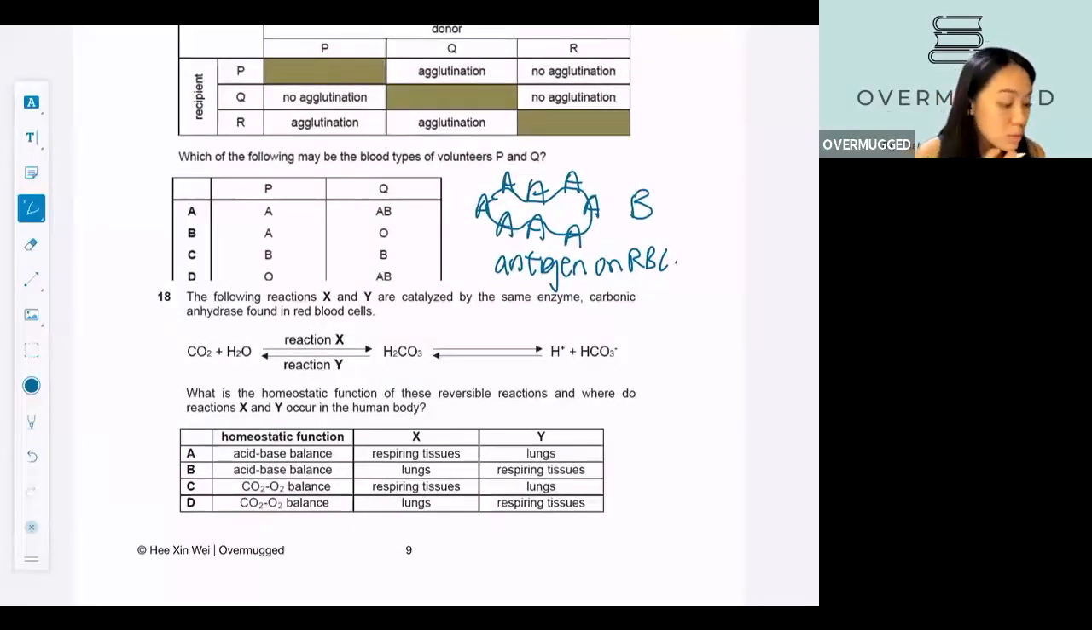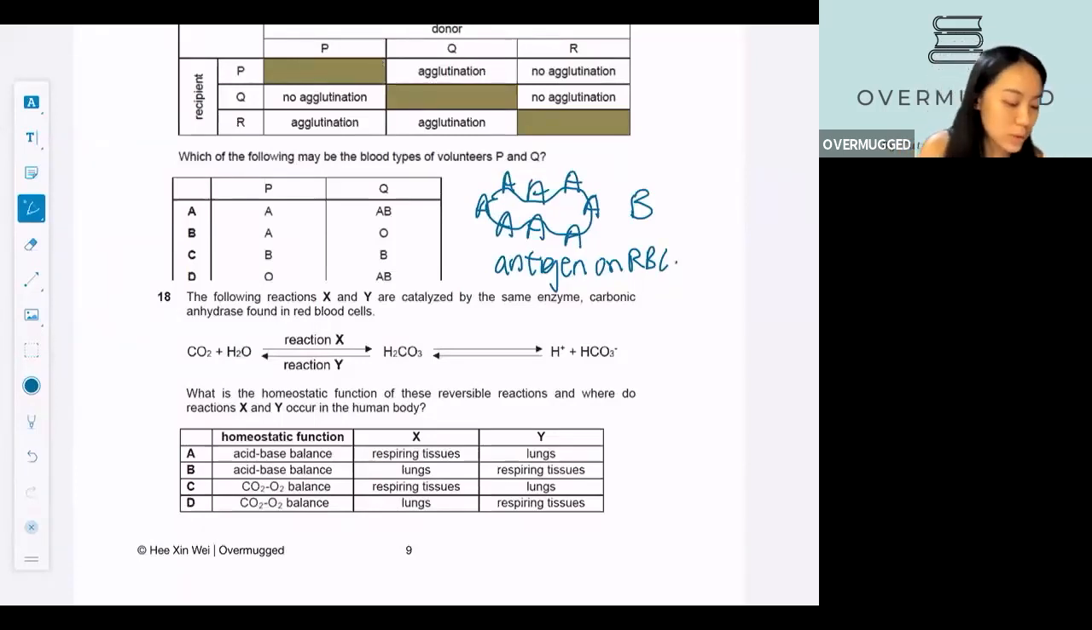So in this question, question 18, what time did we start? Okay, let's move on a bit faster. In question 18, I think XY is quite obvious, right? When we are forming this direction, reaction X is at the respiring tissue. And then reaction Y is at the lung, because we want to form CO2 to expel it.